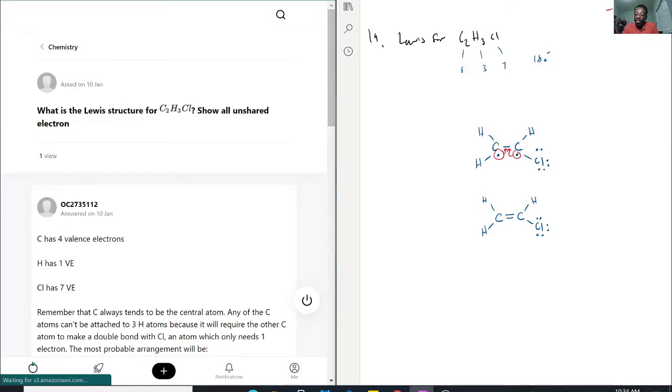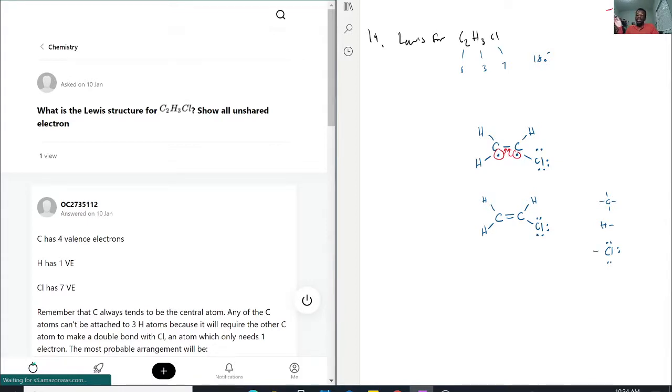So for a 0 formal charge for carbon, it's just 4 bonds, which is what it's doing here. The double bond does count as 1 bond each, so it's perfect. The hydrogen is just 1 bond, which is what every hydrogen is doing there. And the chlorine is going to be 3 lone pairs and 1 bond. So that is perfect.